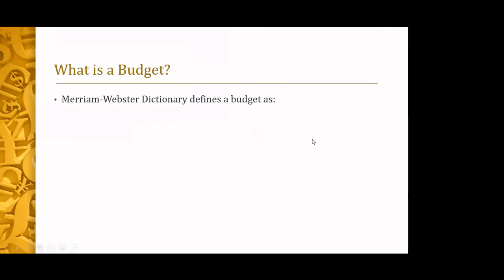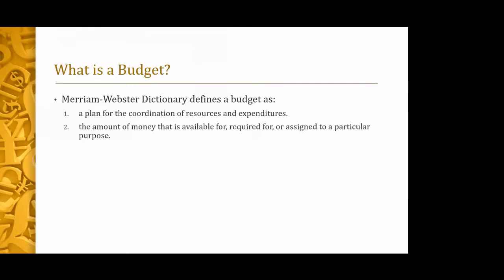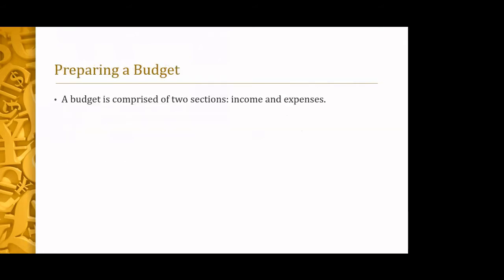The Merriam-Webster Dictionary defines a budget as a plan for the coordination of resources and expenditures, the amount of money that is available for, required for, or assigned for a particular purpose. Let's keep it simple here. A budget is a tool that is used to manage your income and expenses. Now, preparing a budget. A budget is comprised of two main sections, our income and our expenses.